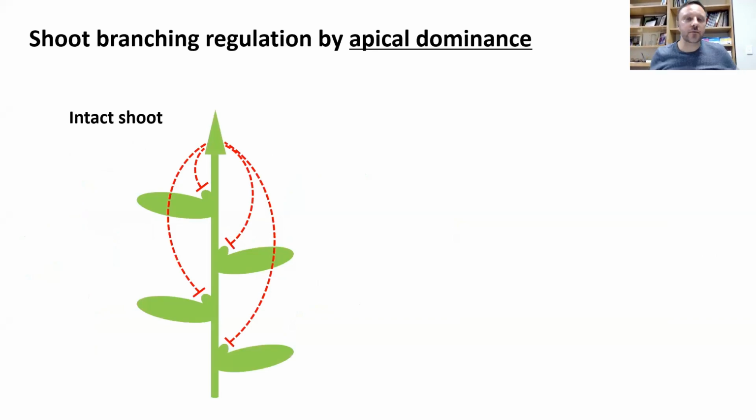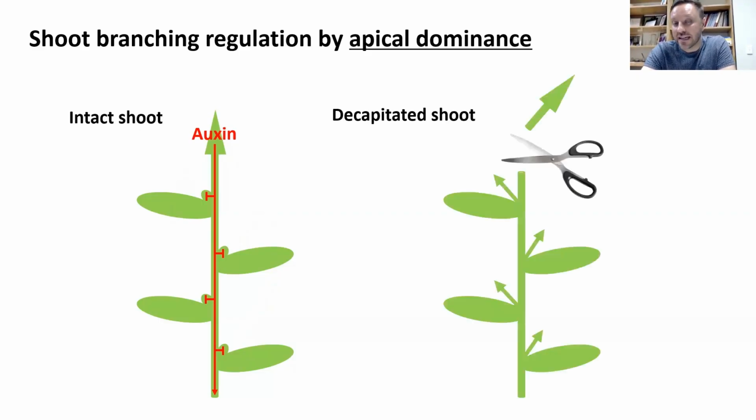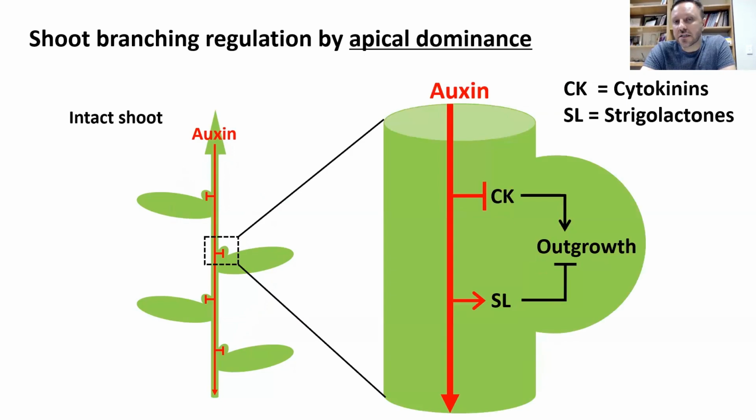And so one of the mechanisms or phenomena which controls shoot branching is apical dominance, which is the inhibitory effect of the growing shoot tip over the axillary buds down the stem. And therefore, it's partly controlled by a flux of auxin, which is produced by the growing shoot tip and which inhibits axillary bud outgrowth. And therefore, when you decapitate the shoot tip, the buds grow out into branches.